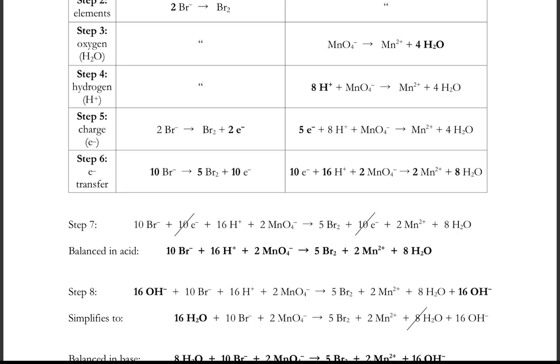We have on the left side, negative 10 plus 16 is positive 6, minus 2 is positive 4. Looking at the right side, we have 2 times positive 2, we have positive 4. So it is completely balanced so that we can feel confident that our reaction, balanced in acid in step 7, is done correctly. We will skip step 8.